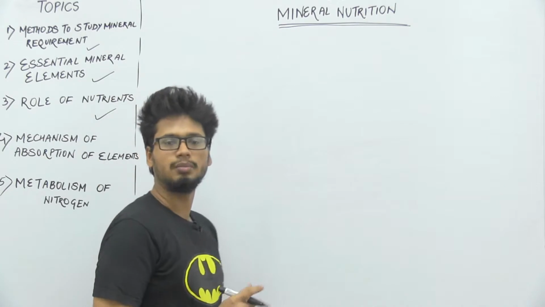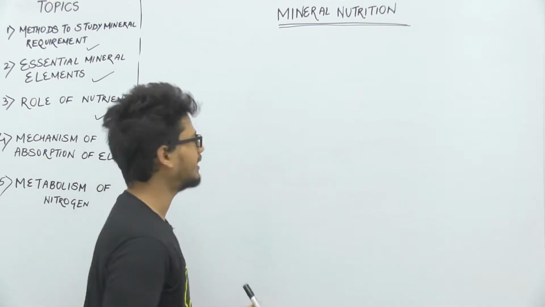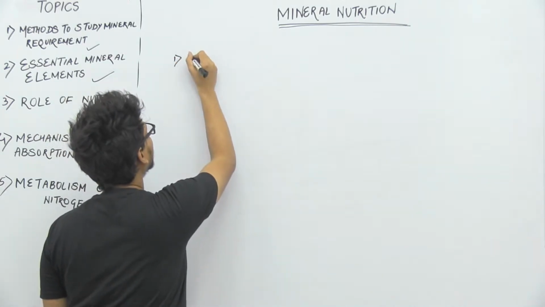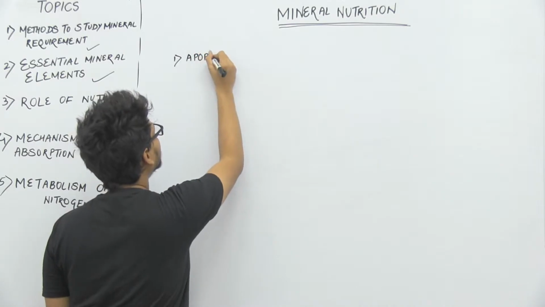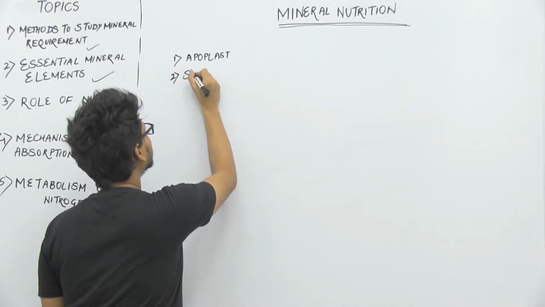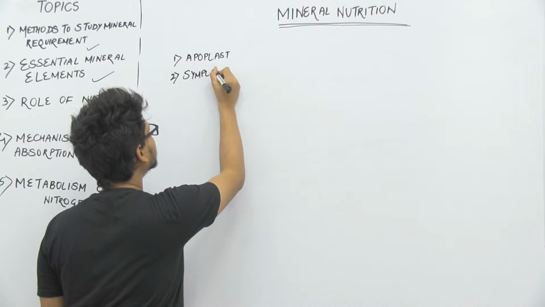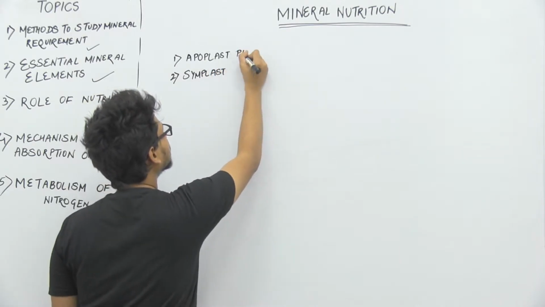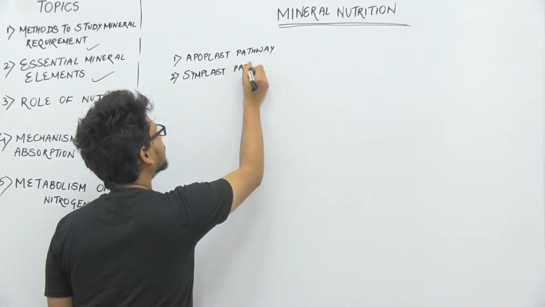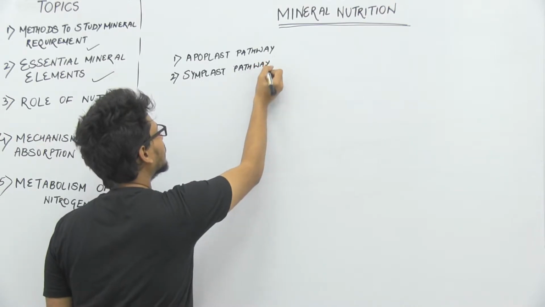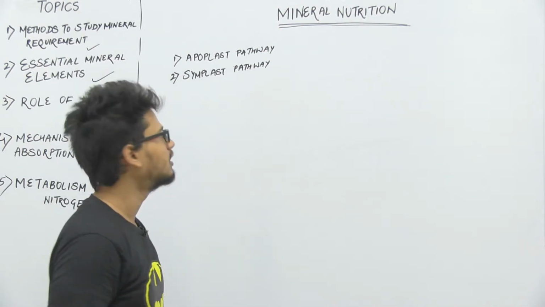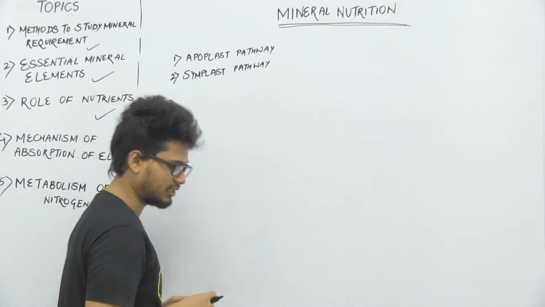Okay, so when we talk about mineral nutrition, mineral absorption in plants, तो उसके दो types हैं. Okay, there are two methods. एक होता है अपोप्लास्ट मेथड पाथवे, या दूसरा होता है सिम्प्लास्ट पाथवे. So we will discuss what are those.